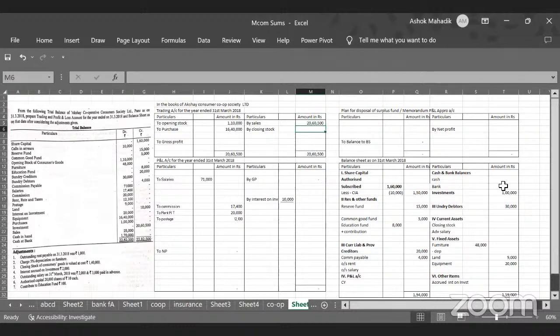Cash in hand 25,000. If you observe in this balance sheet, the most liquid assets are at the top and least liquid assets are at the bottom. In normal balance sheet it is otherwise, the other way around. 25,000 cash in hand and cash at bank is 1,70,000.